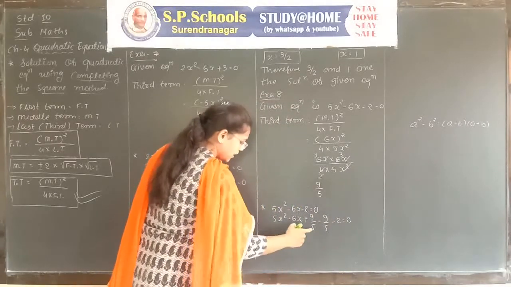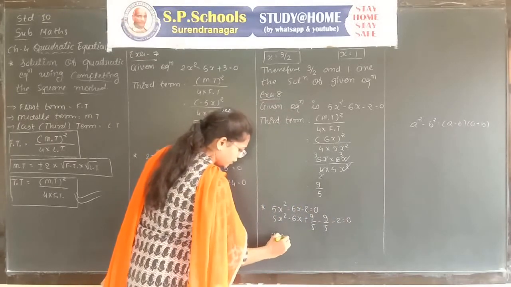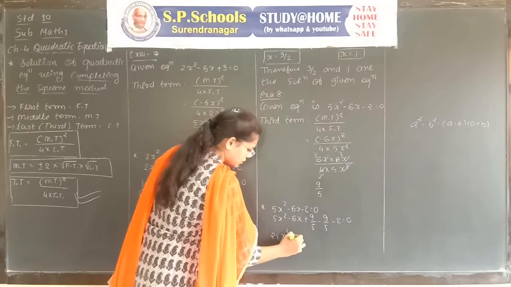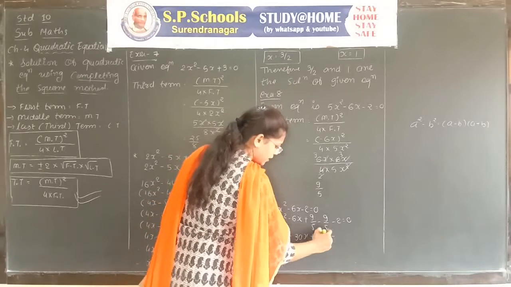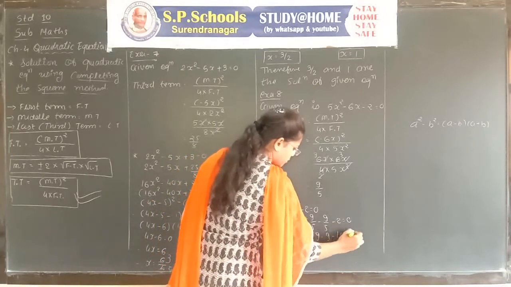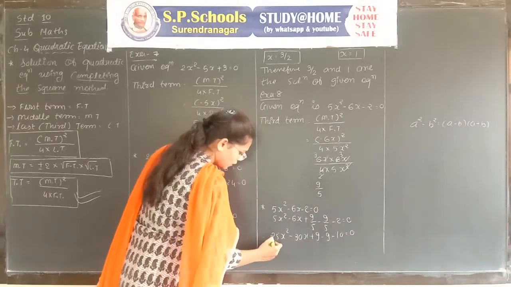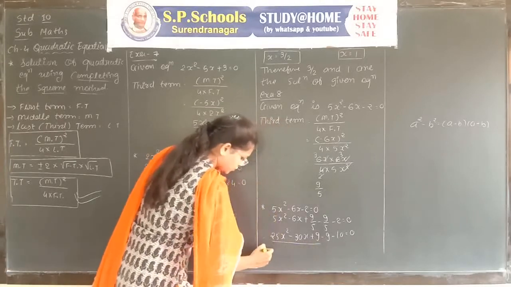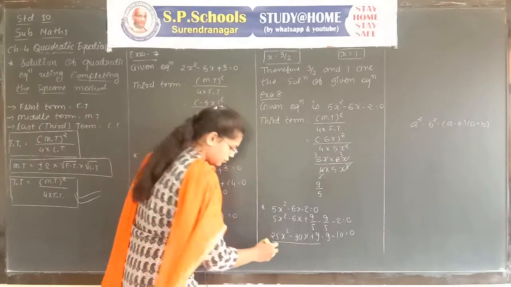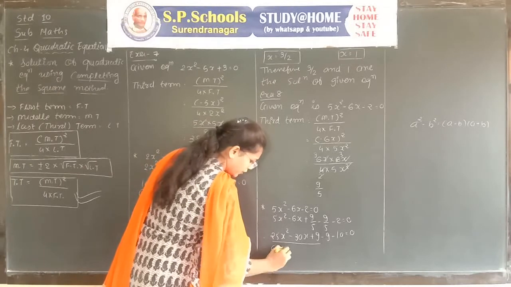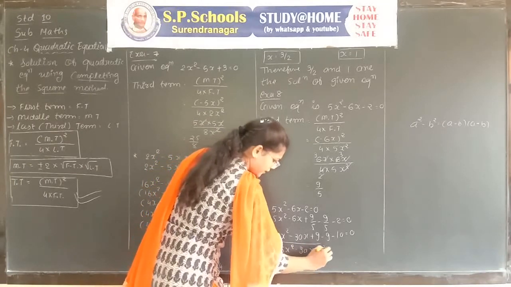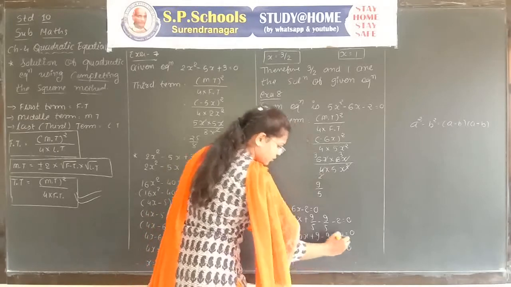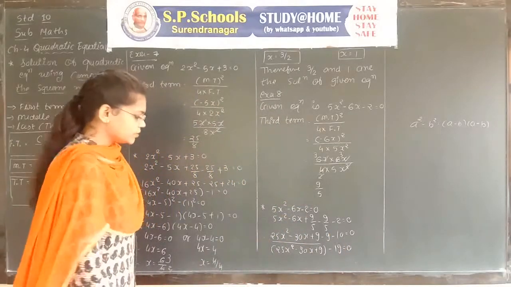Now take an LCM. 5 5s are 25x square, 6 5s are 30x, plus 9 minus 9, 5 2s are 10 is equal to 0. Put the first three terms into a single bracket: 25x square minus 30x plus 9. And the minus 19 is equal to 0, the addition of the two constant terms.